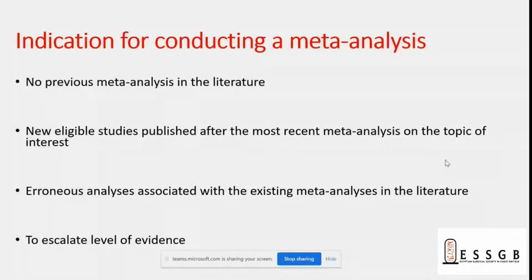And also the other one is to escalate the level of evidence. For example, the previous meta-analysis on this topic was a meta-analysis of only observational studies, meaning that they included cohort study and case control studies, and probably one randomized control trial as well. It was a mixed randomized and non-randomized studies. And then after 2 years, you have got 2 more RCTs. Then you can escalate the level of evidence to level 1, meaning that you just include the randomized control trials.